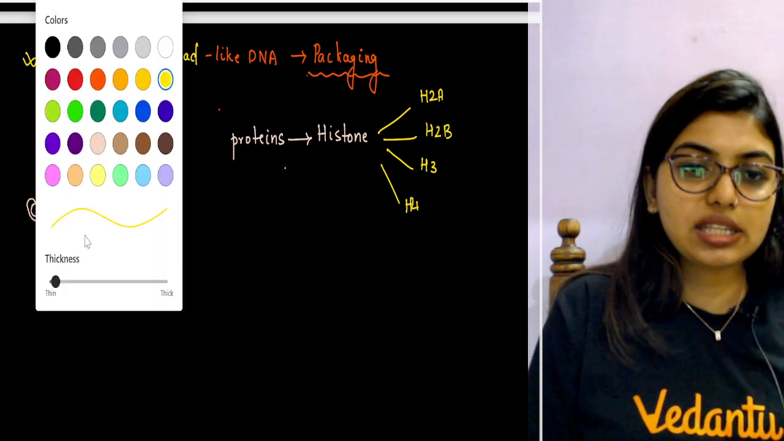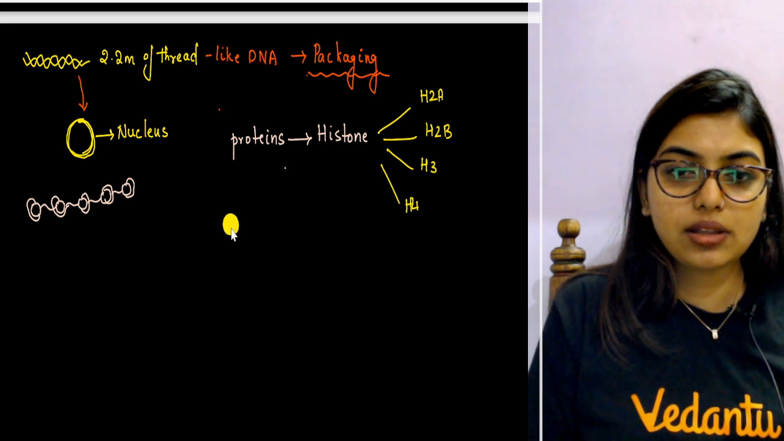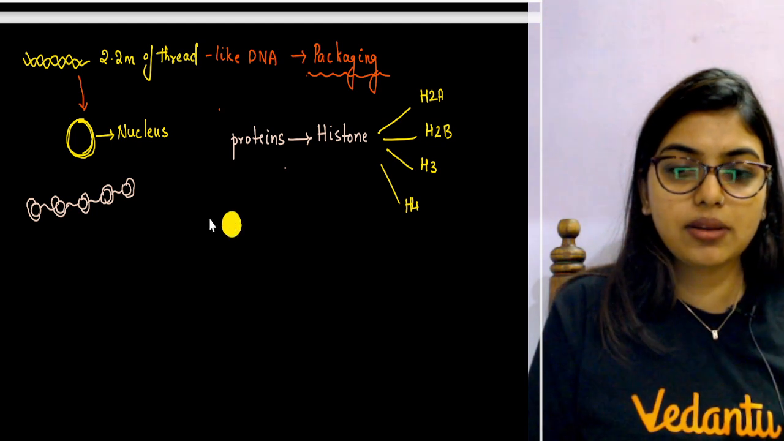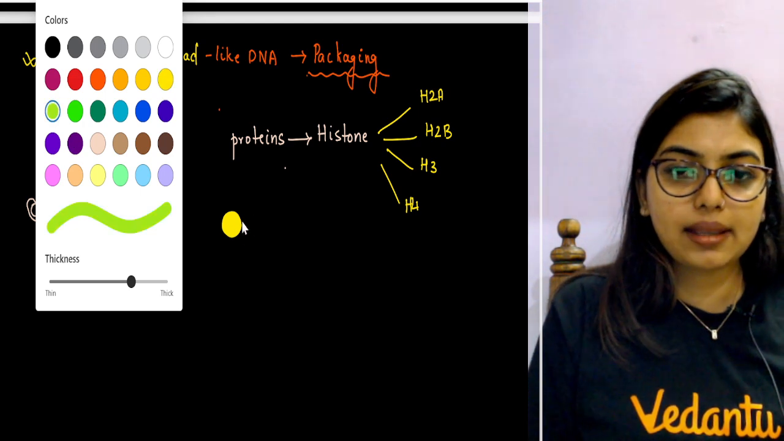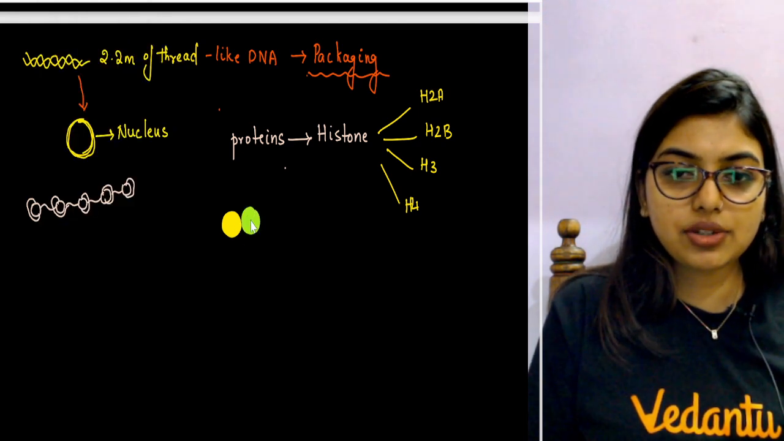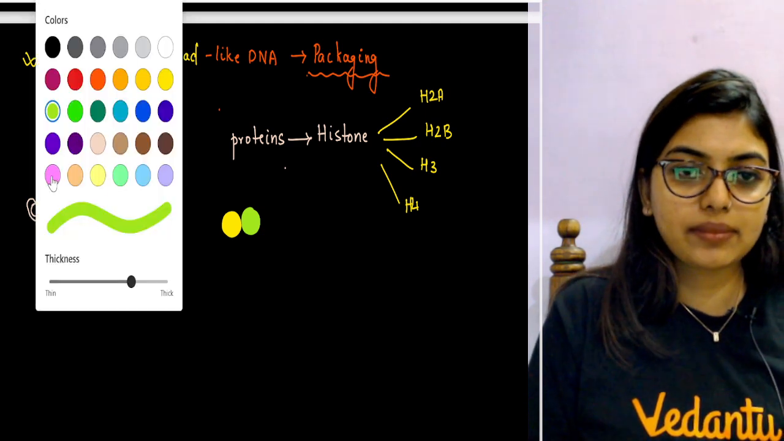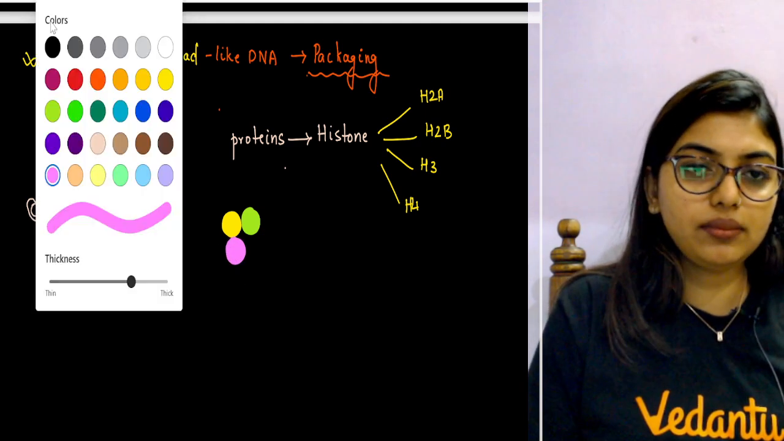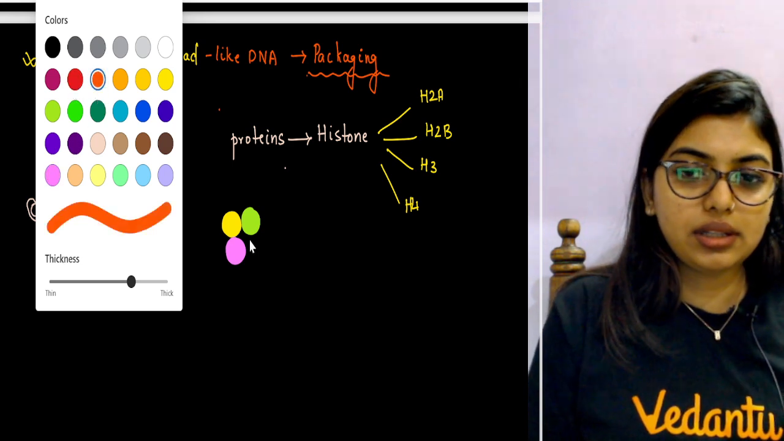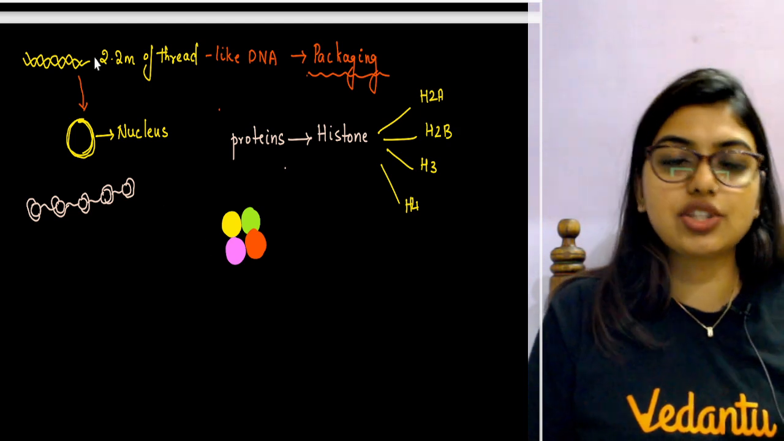Let's first take these histones. This is histone number 1. This is histone number 2. This is going to be histone number 4. Okay, these are the histones.